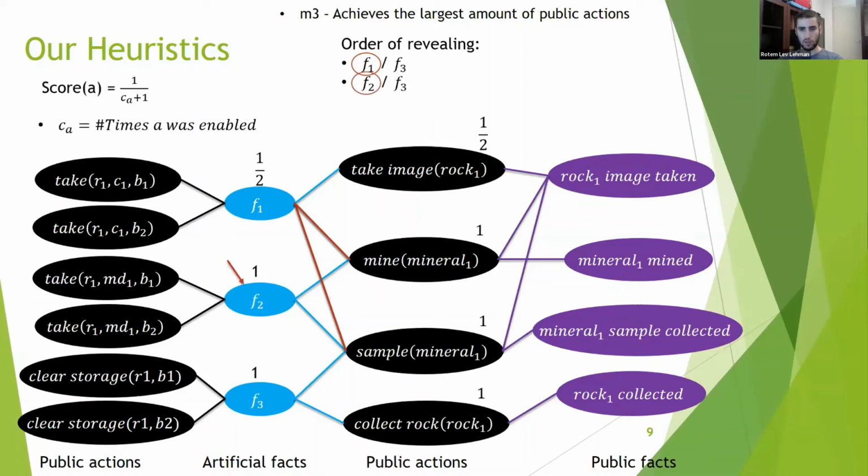Assuming that we choose to reveal now the fact F2, then the action mine mineral 1 will have a score of half, and the action sample mineral 1 will have an additional precondition met. That means that in the next round, F3 will have a score of 2, because it enables two actions which have not yet been achieved, so they each have a score of 1. Which means that F3 will be the chosen fact for the next round, and after revealing it, the score of both sample mineral 1 and collect rock 1 will be lowered to half.